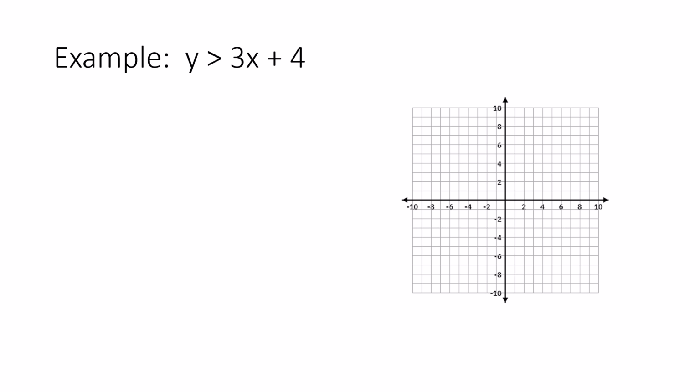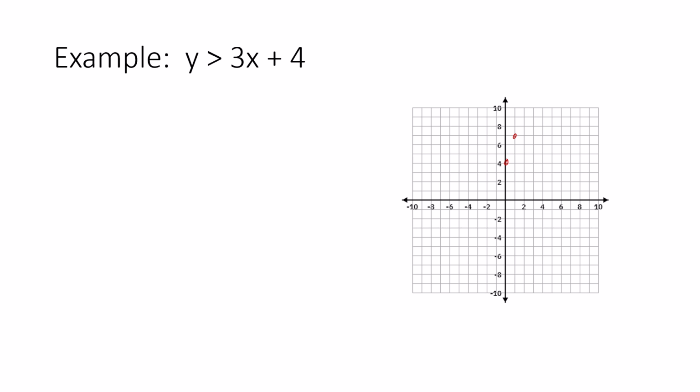And I'll do this one without showing any scratch work or anything, just so you can see how simple these problems can be. So in this one, we have y is greater than 3x plus 4. So I know my y-intercept is 4. So there it is. The slope is 3 over 1. So starting at the y-intercept, I'm going to count up 1, 2, 3, and right 1. That's going to give me my 2 points.